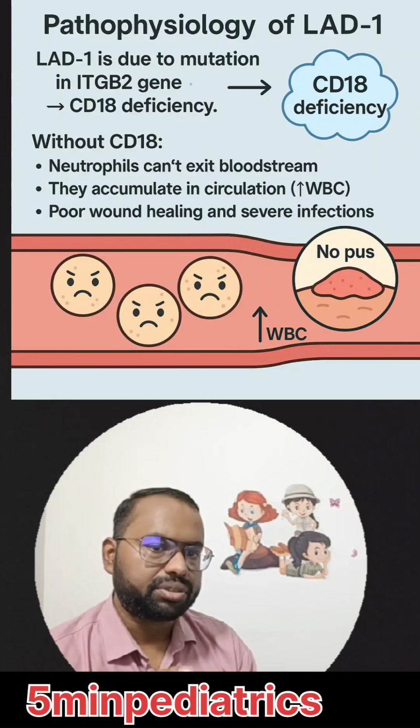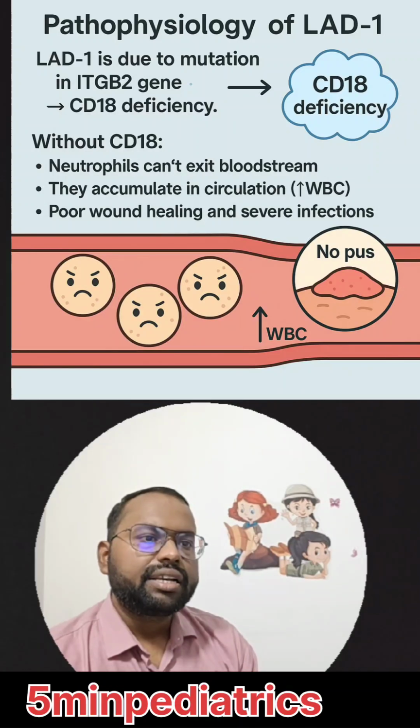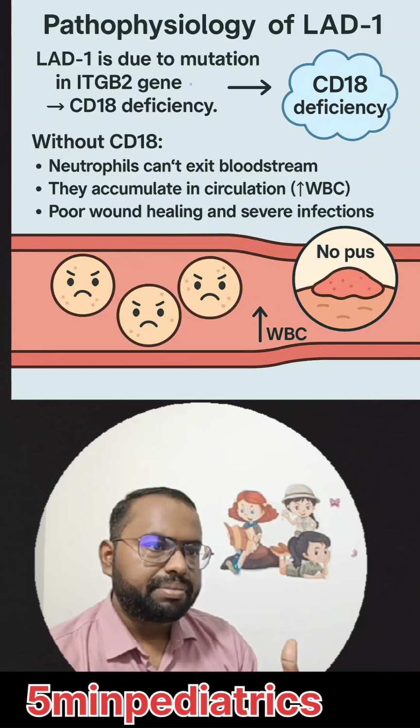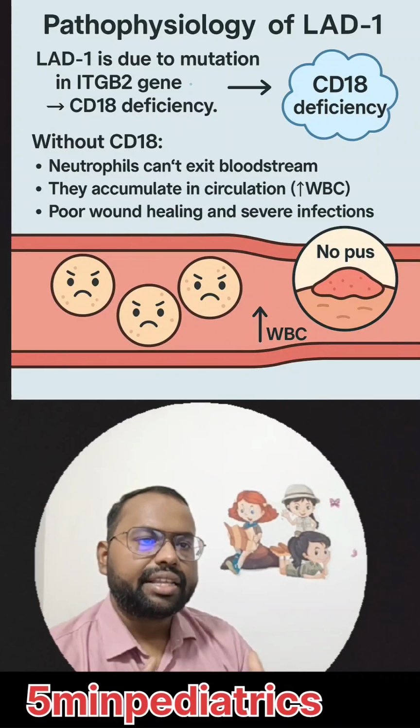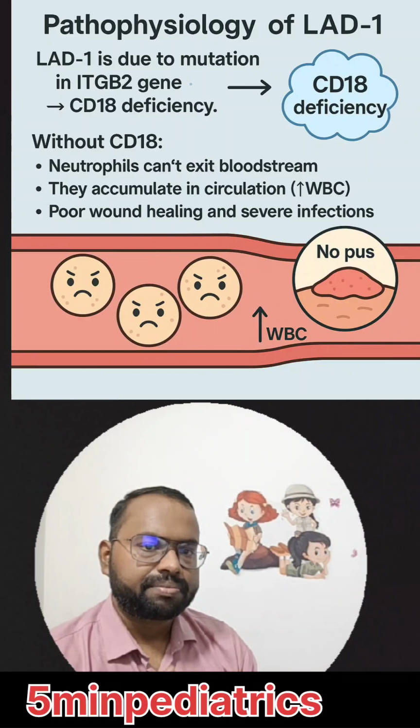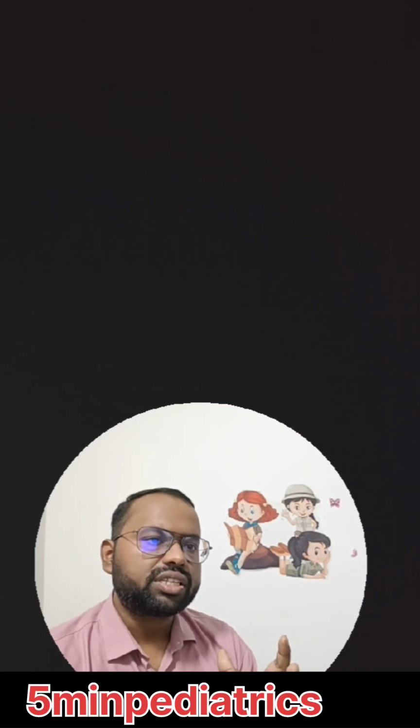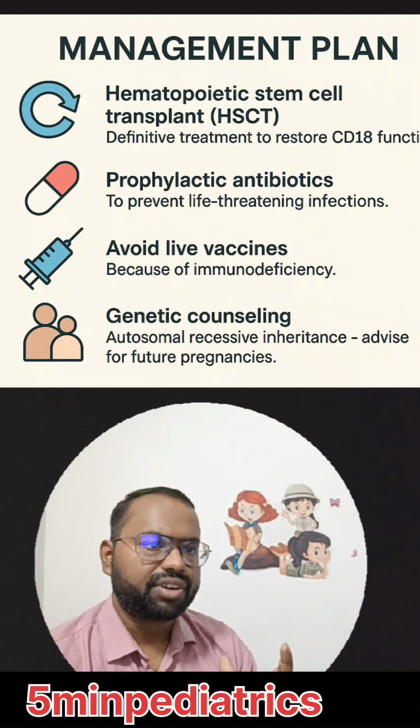So there is leukocytosis. No pus formation at the infection site. The region remains the same. The neutrophils could not reach there. And there is also poor wound healing and severe infections. So these are the pathophysiology of leukocyte adhesion defect type 1.